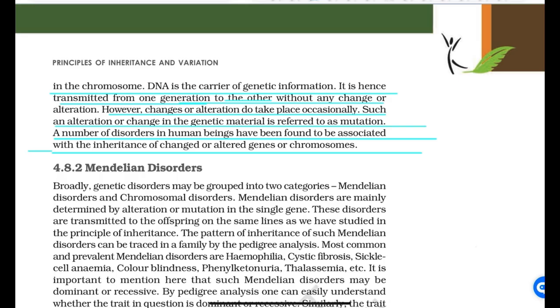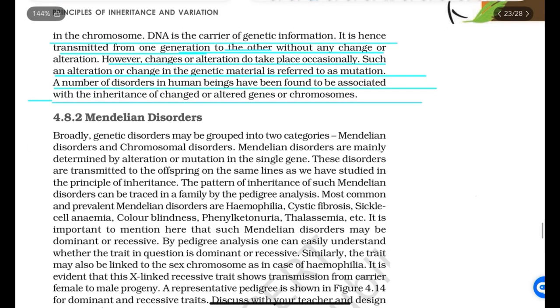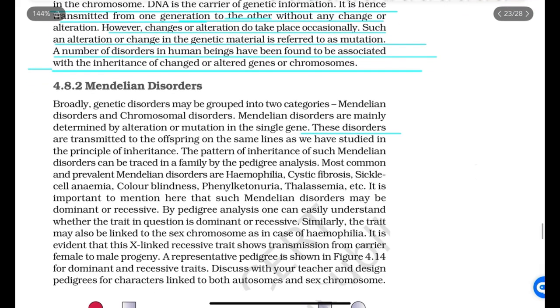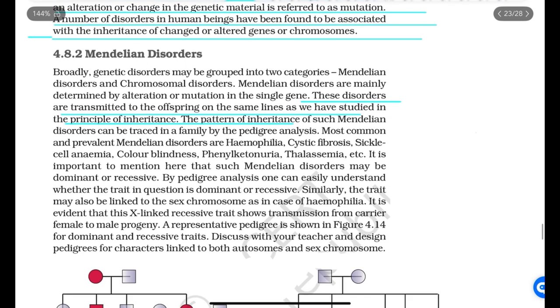Mendelian disorders. Broadly, genetic disorders may be grouped into two categories: Mendelian disorders and chromosomal disorders. Mendelian disorders are mainly determined by alteration or mutation in a single gene. These disorders are transmitted to the offspring on the same line as we have studied in the principles of inheritance. The pattern of inheritance of such Mendelian disorders can be traced in a family by pedigree analysis.